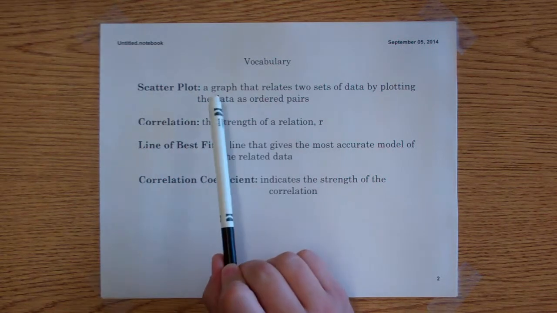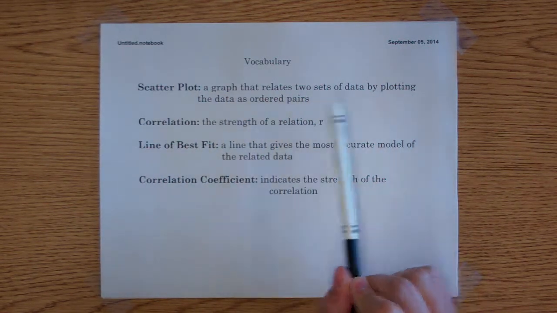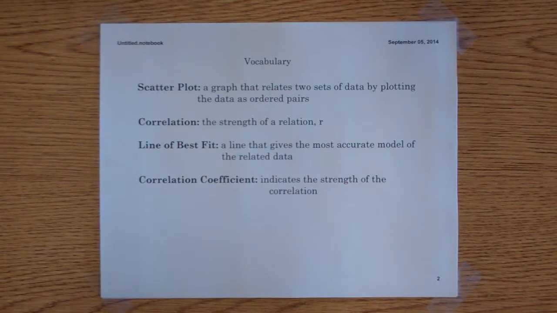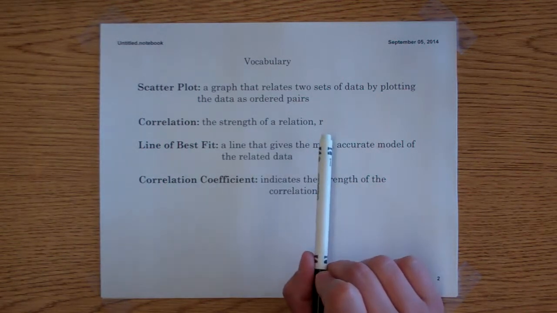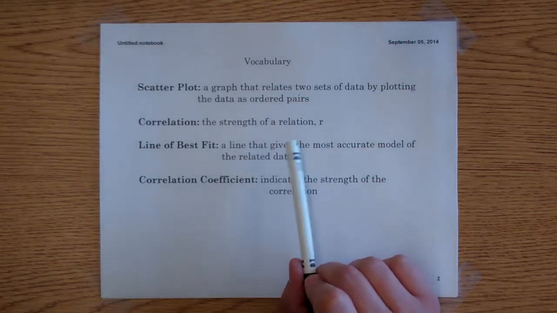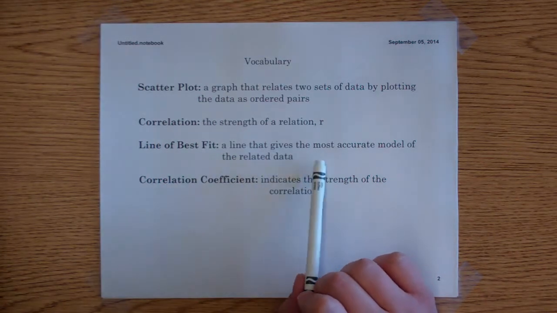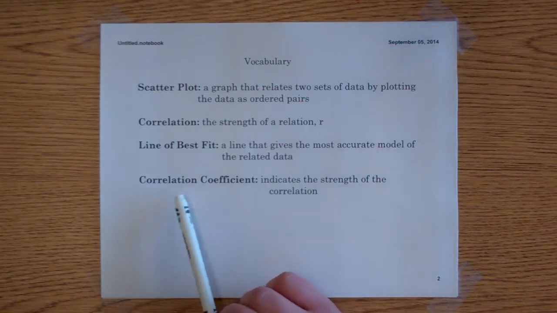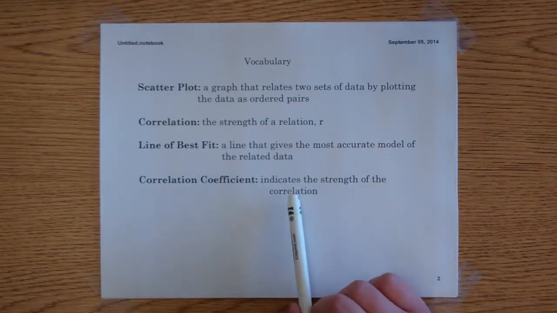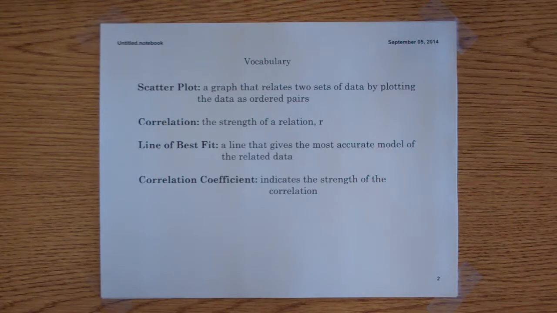A scatter plot, a graph that relates two sets of data by plotting the data as ordered pairs. Now, your second one, correlation, the strength of a relation represented by R. Line of best fit, which is a line that gives the most accurate model of the related data. And correlation coefficient, it indicates the strength of a correlation.